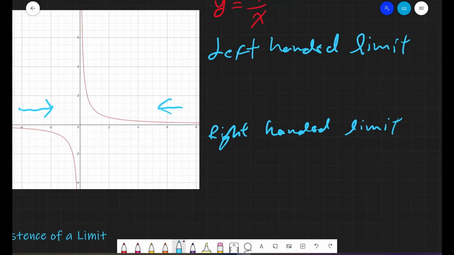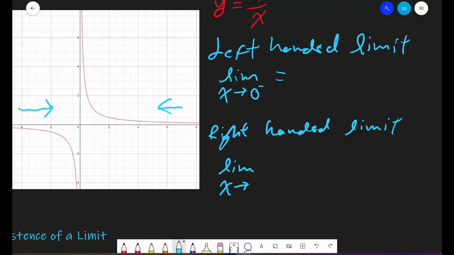So the way you would write this is, we'll say limit as x approaches 0 from the left. In order to say from the left, you put a little superscript of just a minus sign. It's not 0 to the negative. It's just a convention to indicate that it's coming from the left. And if you were doing a right-handed limit, you would write limit as x approaches whatever value, it doesn't have to be 0, from the right, positive.